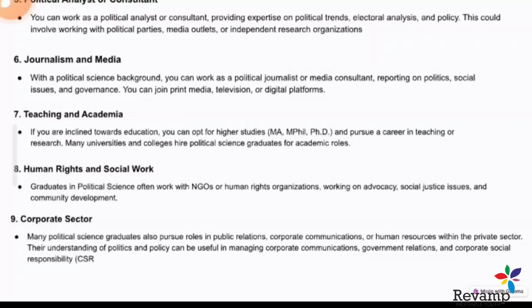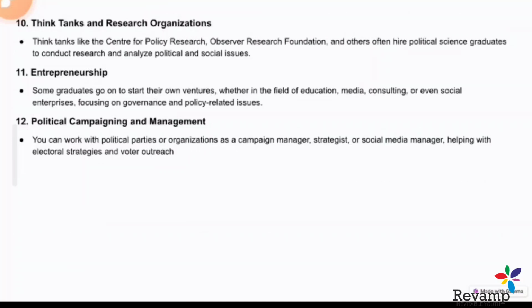In the private sector also, there are things like corporate social responsibility, where there is a role for someone who has knowledge of political science or politics. So there are a lot of career opportunities. You can work at a think tank or research organization, in policy research, and you can also make entrepreneurship. So these are all career options, and you can choose any of them after your graduation.